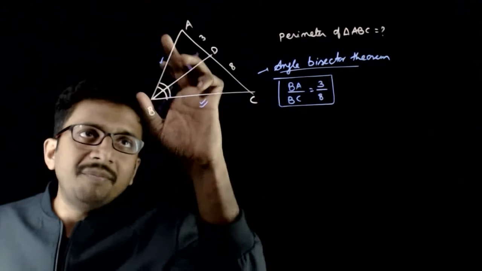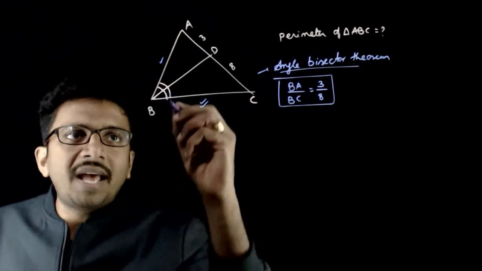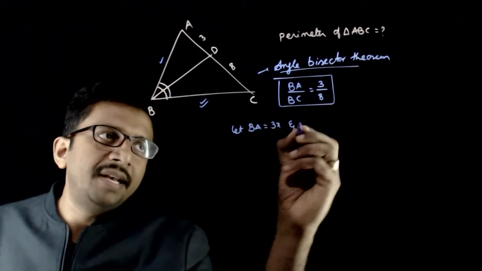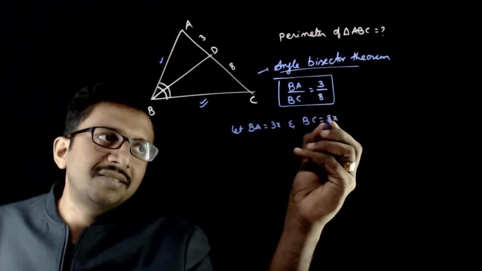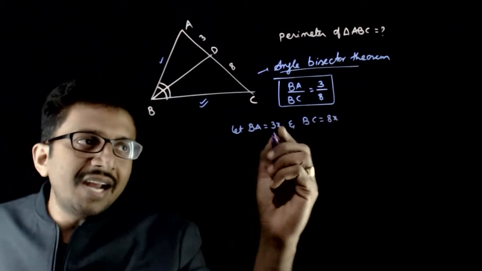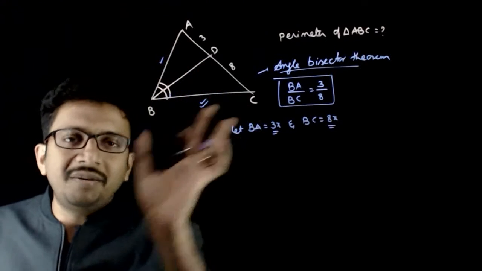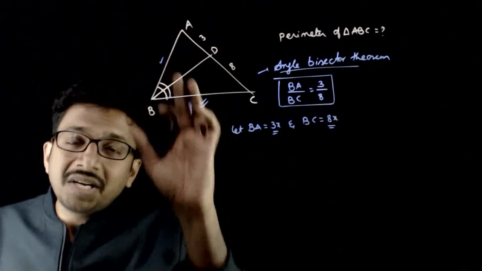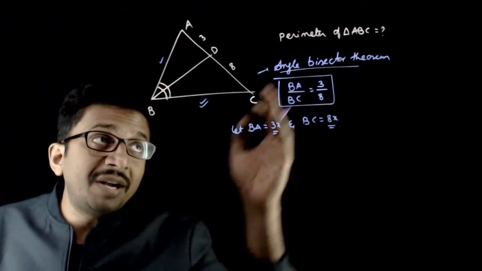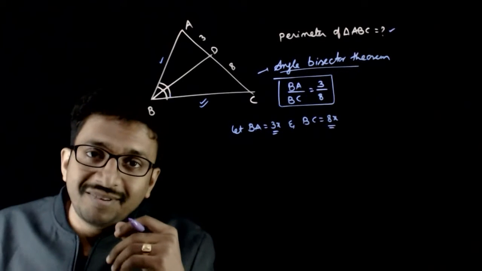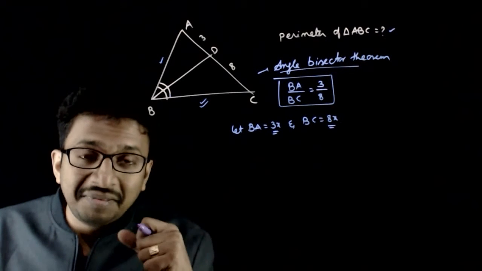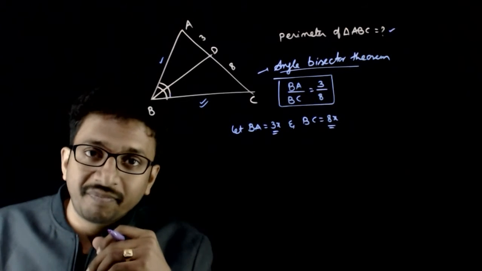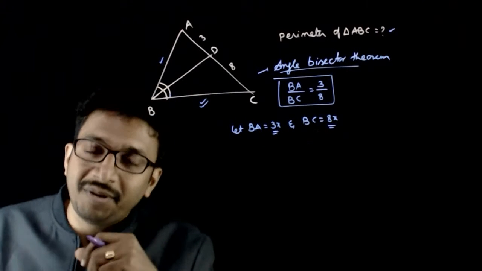Now according to this, if BA is to BC is equal to 3 is to 8, I can assume BA is equal to 3x and BC is equal to 8x. These should be the relative quantities that AB and BC take. Now what should be the value of x? x can be anything; if I maintain this ratio, that will be sufficient. But you're asked to find the exact value of the perimeter. So unless I fix the value of x, I cannot get the perimeter.